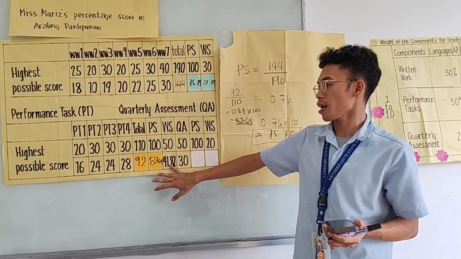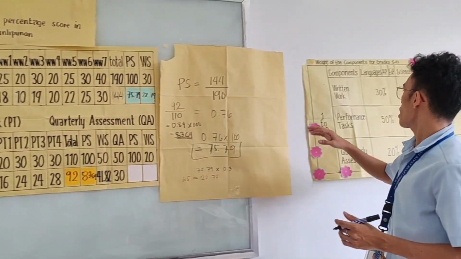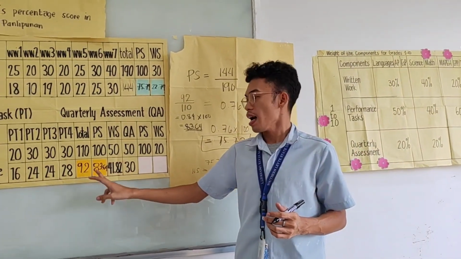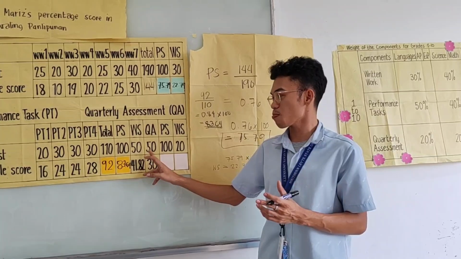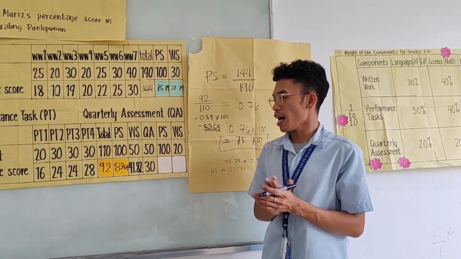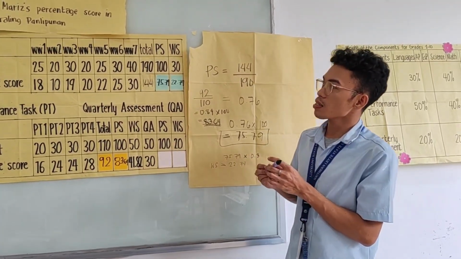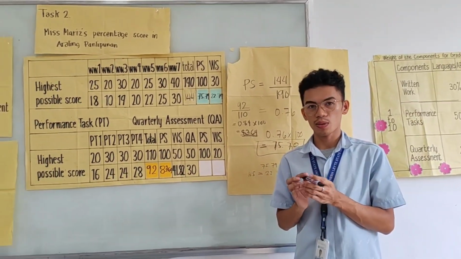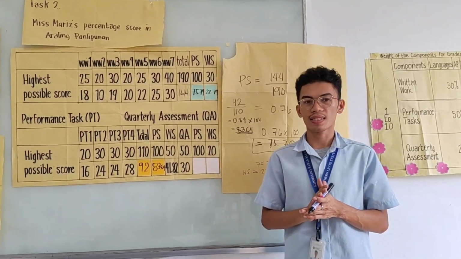Now, since the table layer in the weighted score is already provided, first we need to know why this answer came up. In the weighted component, the performance task is 50%. So, we just need to multiply the 83.64 by the weighted component, which is 50%, or 0.5 in decimal number. So, the answer is 41.82. So, Miss Marie's weighted score in performance task is 41.82.